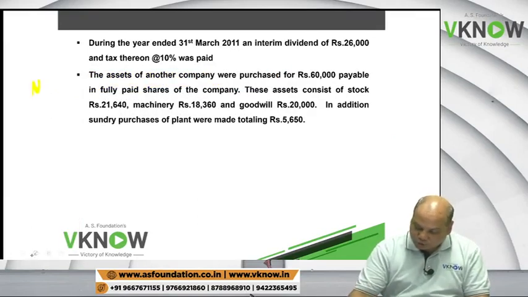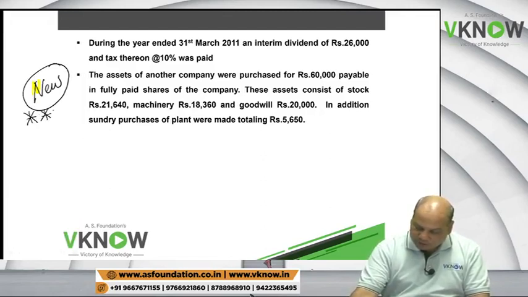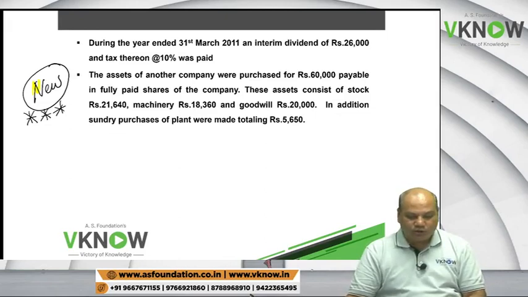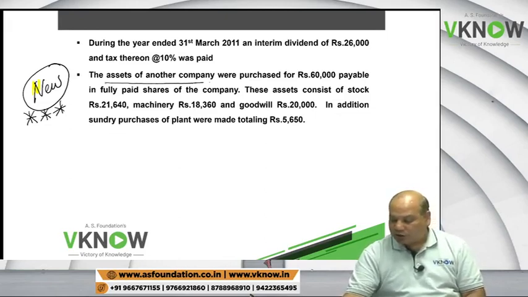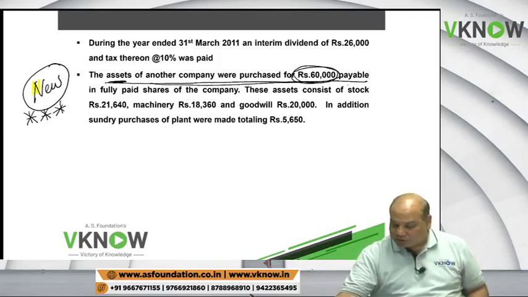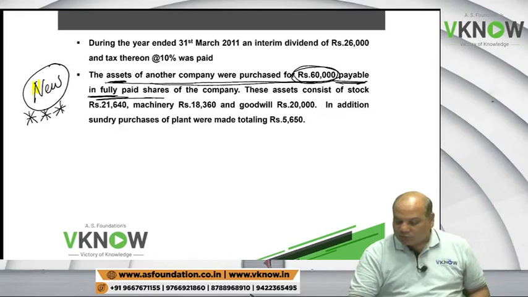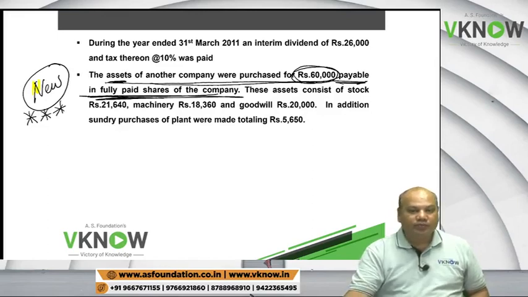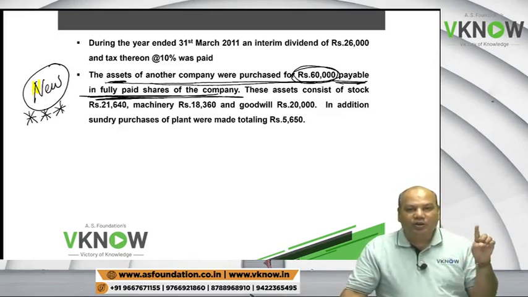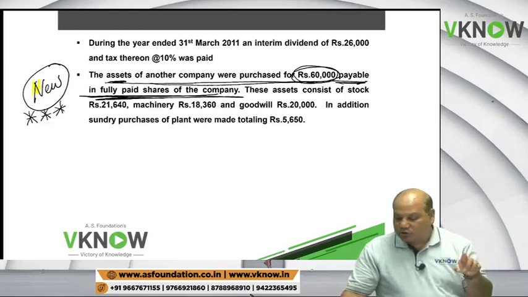This is a new adjustment. Mark important. Adjustment important. This you have not done before this. The assets of another company were purchased for rupees 60,000. So this company, AS Foundation, has acquired another company for 60,000 rupees payable in fully paid shares of the company. So assets were acquired not by paying in cash but by issuing the shares.